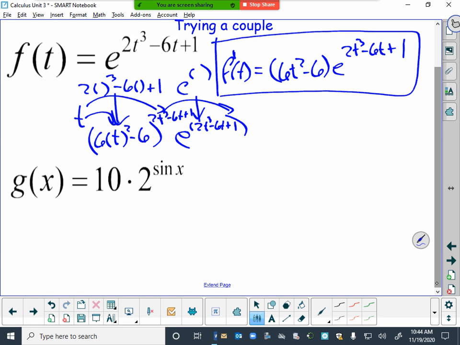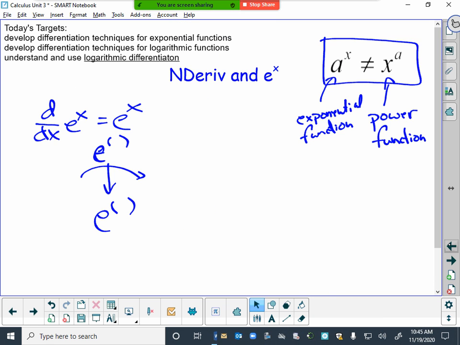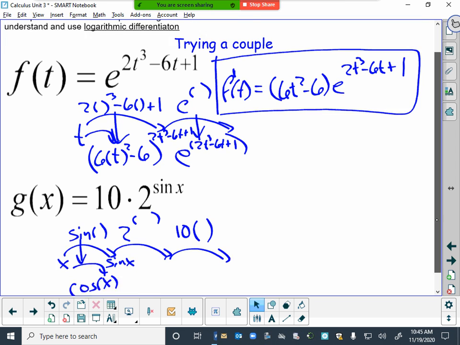All right? So if we want g prime of x here, the x goes into a sine first and gives us sine x. And then we put that in the exponent of 2, and then we multiply by 10, and we're about to figure out that we can't quite do this one yet. The derivative of sine is cosine, but we don't know what the derivative of 2 to the power is. So let's just do it off to the side over here. Okay.